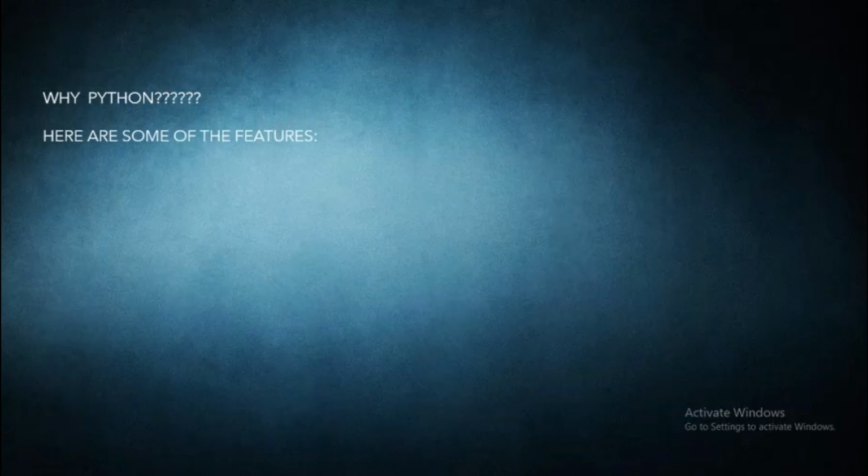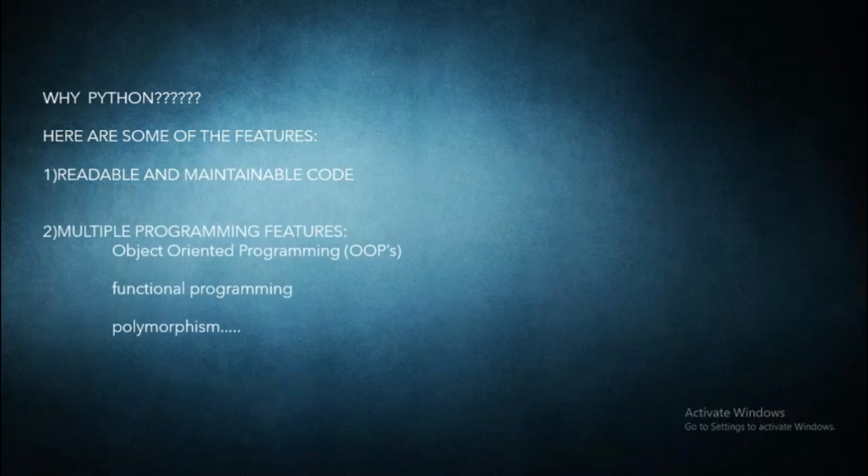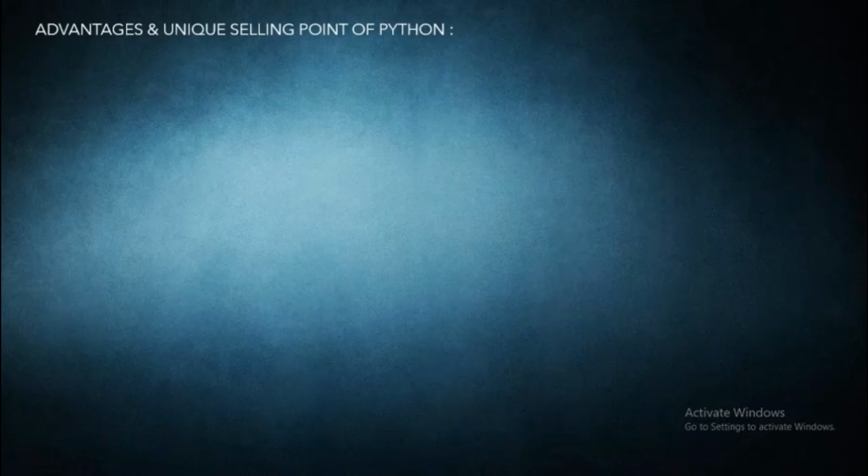And then why do we need Python? What are the features of Python? Here are some of the features of Python. Python has readable and maintainable code. It supports multiple programming features like object-oriented programming, functional programming, polymorphism, and etc. Python has strong inbuilt libraries like pandas, numpy, matplotlib, and this is also a main reason for the growth of Python language.